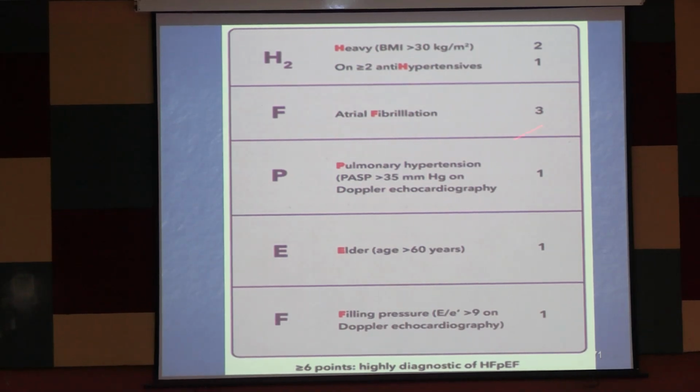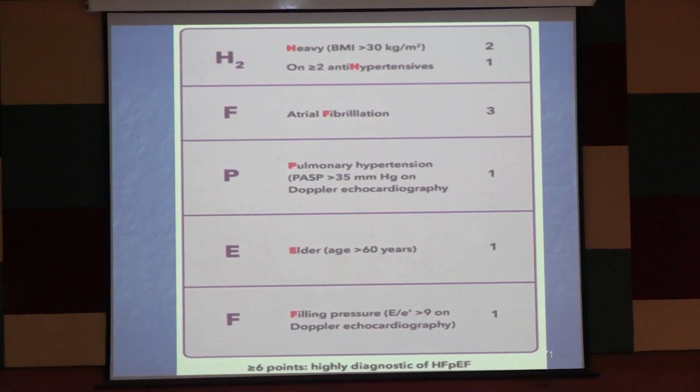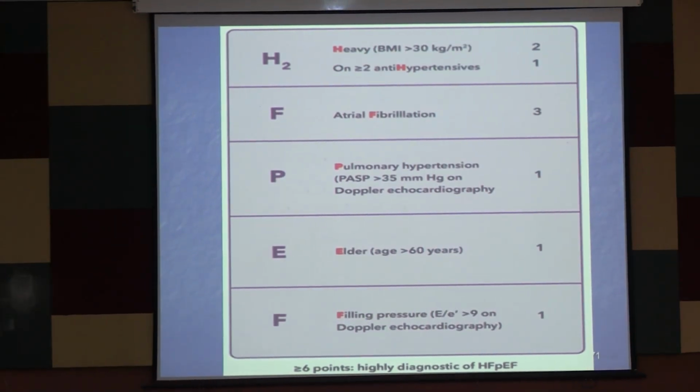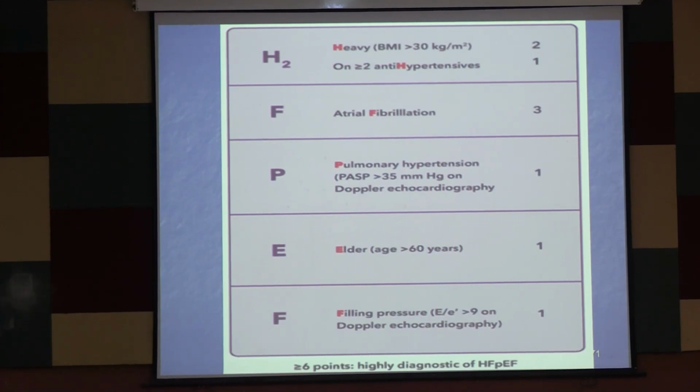Then P, pulmonary arterial hypertension, pulmonary arterial pressure exceeding 35 millimeter of mercury on Doppler echocardiography, score 1. E over small e exceeding 9 on Doppler echocardiography, score 1. H2FPEF score 6 or more is suggestive of heart failure with preserved ejection fraction. Now, assessment of heart failure prior to therapy.